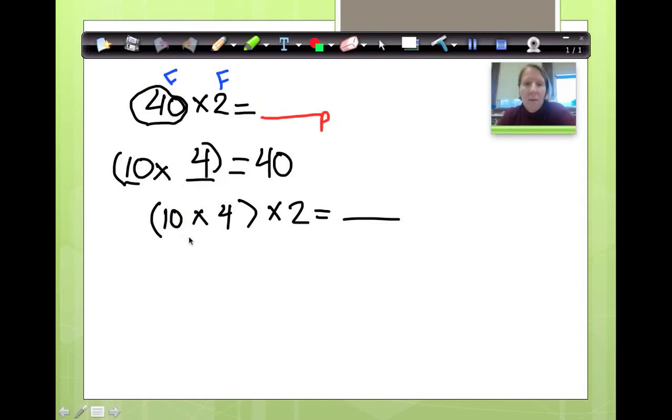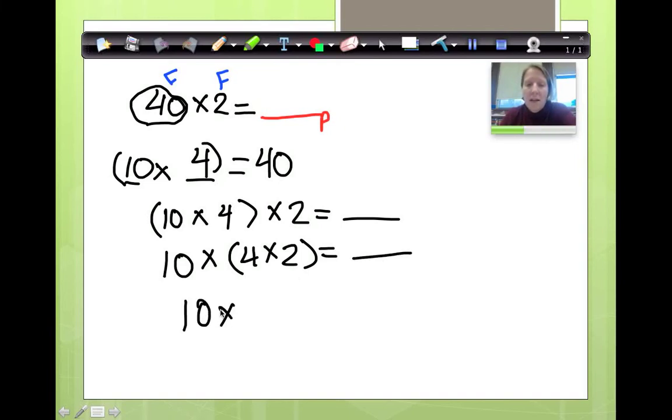If our parentheses are around the first 2, let's put them around the second 2. So instead of having 10 times 4 in parentheses, let's put the 4 times 2 in parentheses. And now let's solve it. We know we're going to bring this down. 10 times, well, 4 times 2 is 8. And what is 10 times 8? 80.